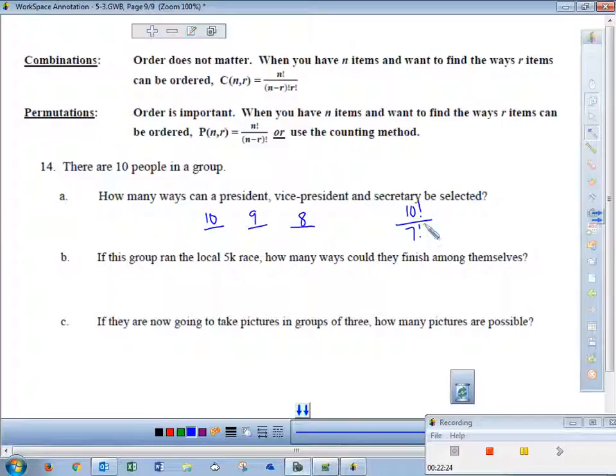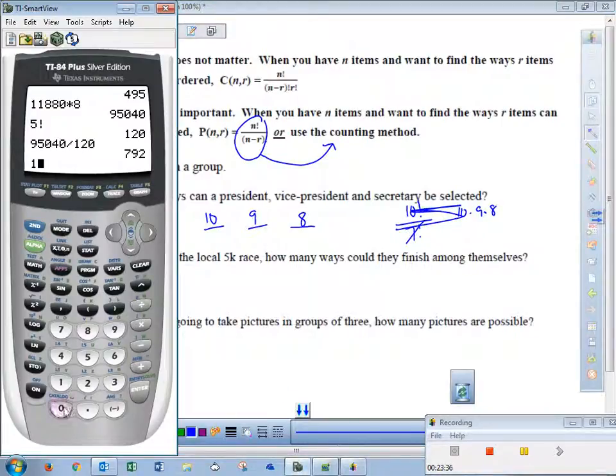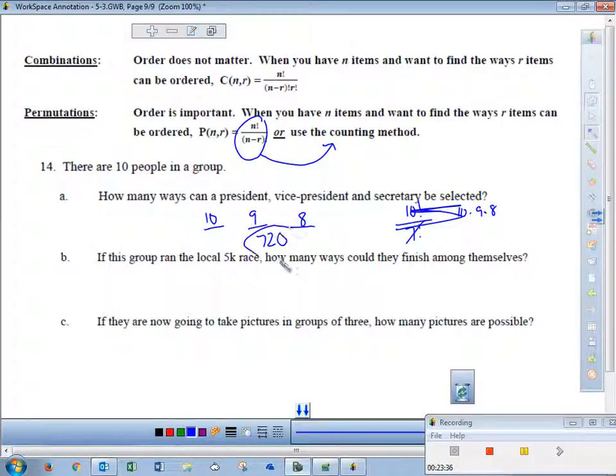And that totally simplifies, since 7 factorial cancels out, you have 10 times 9 times 8, and the rest is your 7. So that formula and the counting method are the same thing. It's just the counting method is much faster. So we punch that in. 10 times 9 times 8. Boom, 720 total ways.